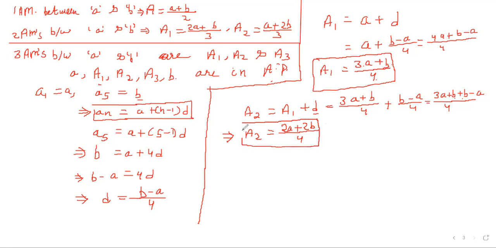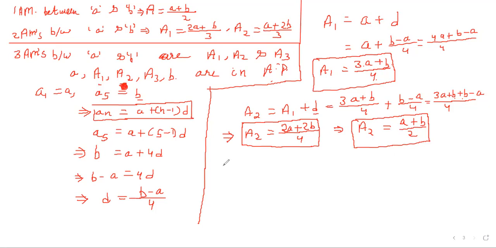If we take 2 common from this, learn it in this form also, (2A plus 2B) upon 4. And one more form, if we take 2 common, 2 will be cancelled out from the denominator 4. So it is (A plus B) upon 2, which is equal to the single arithmetic mean also. As there are 3 arithmetic means, the middlemost arithmetic mean will always be equal to the single arithmetic mean. If there are an odd number of arithmetic means, then the middlemost arithmetic mean will always be equal to the single arithmetic mean.